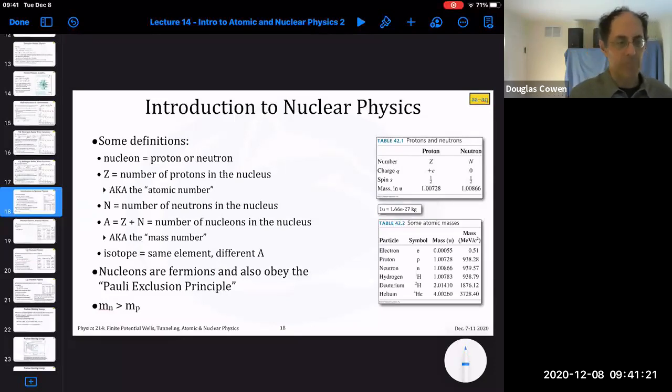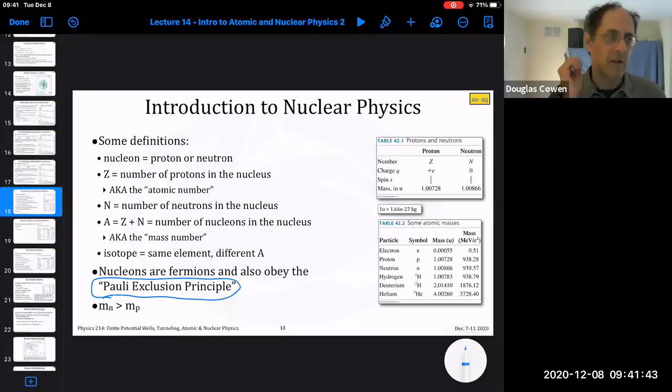An isotope is an element that's the same but has a different A because it has a different number of neutrons. Something we haven't covered in this class is the Pauli exclusion principle, which originally was applied to electrons. It basically says that no two electrons can have the same exact quantum numbers, so they can't exist in exactly the same state in the atom. And the same is actually true for nucleons in the nucleus. They also obey the Pauli exclusion principle.